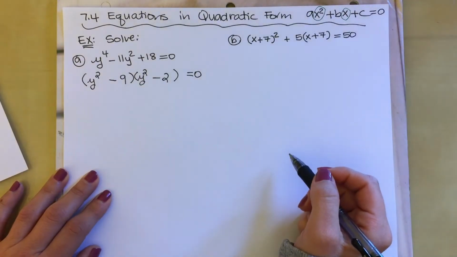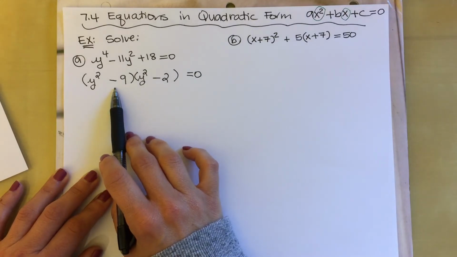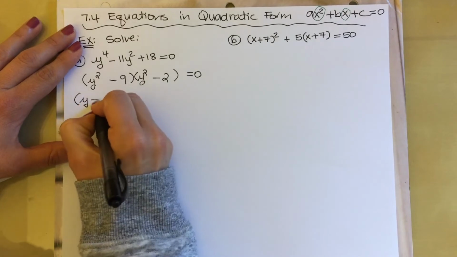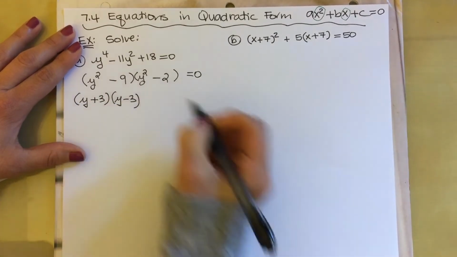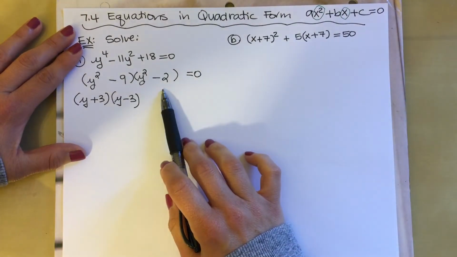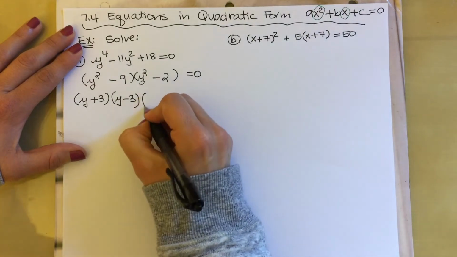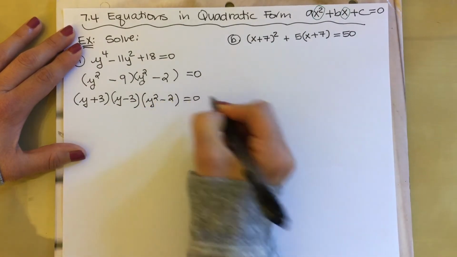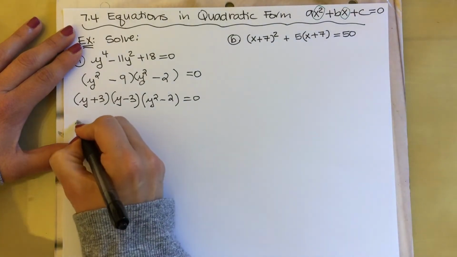So now what we can do is y squared minus 9, that's a difference of 2 squares. You can factor that as a difference of 2 squares. Y squared minus 2 is not a difference of 2 squares, so we're just going to leave it like that, and I will show you how to solve. We want to set each of the 3 factors equal to 0.